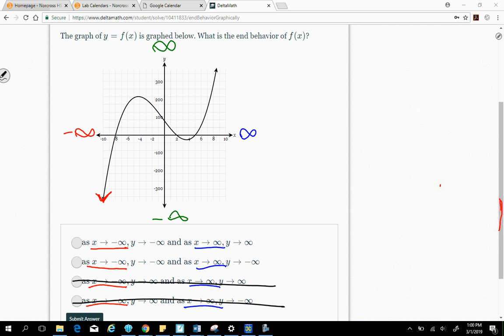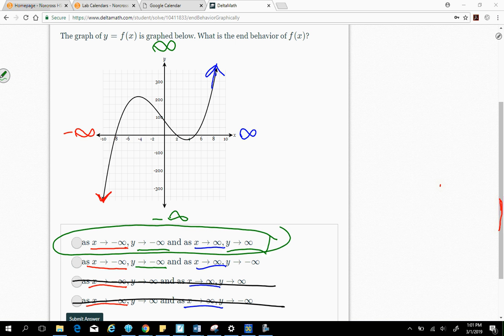Does that make sense? All right, so let's look at the other side. So it says as x arrow infinity. So as x goes towards infinity, we would ride that roller coaster towards the blue arrow, and where does it go? Up. And what's that up labeled? Positive infinity. So then y should approach positive infinity. Does that make sense?